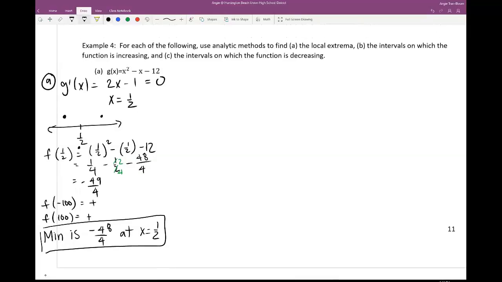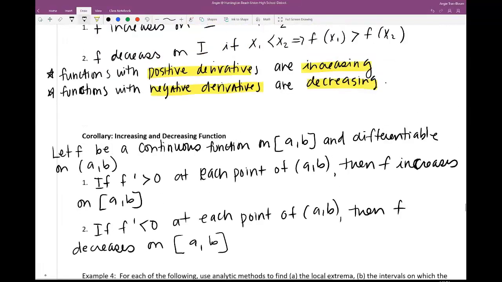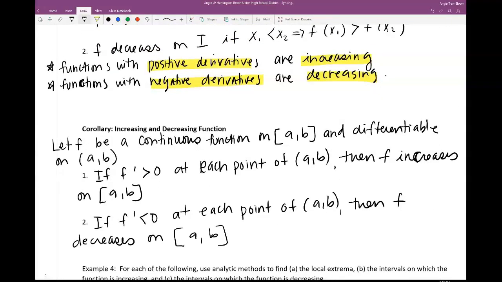Let's do B. What did B want us to do? Find the intervals on which the function is increasing. Now, this is the new theorem that we just studied. Okay. So I'm still going to use that half. But I'm no longer using f of x. I'm going to use f prime of x here. Okay. Because look, the theorem says, if the derivative is positive, then that means f is increasing. If the derivative is negative, then f is decreasing.